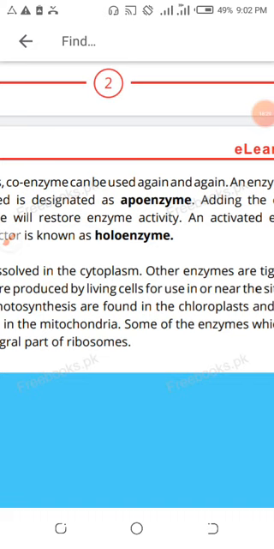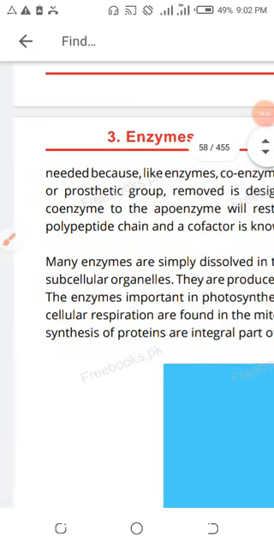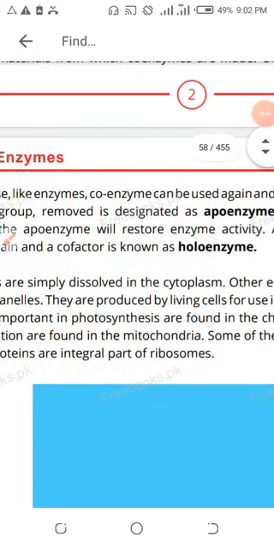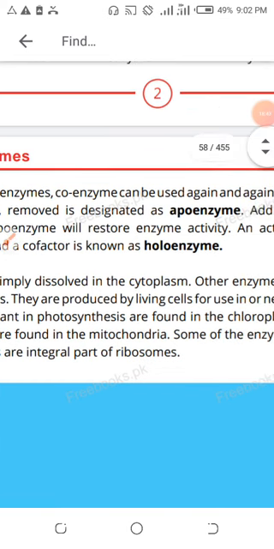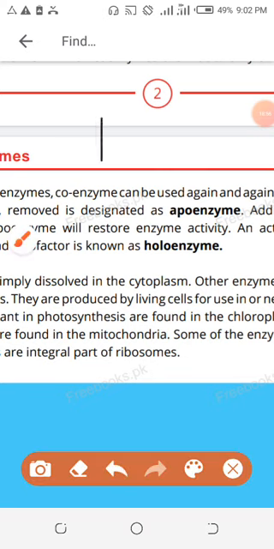Apoenzyme, holoenzyme. Here is the confusion. What is the confusion? Normally we think that apoenzymes are the enzymes without a prosthetic group. But this is not that type of enzyme which doesn't need a cofactor. Are you understanding? One enzyme can work alone, with no need of help. Clear? One enzyme needs help.